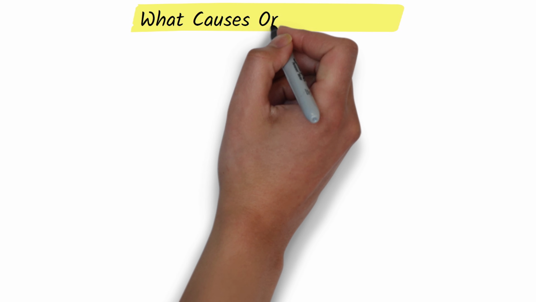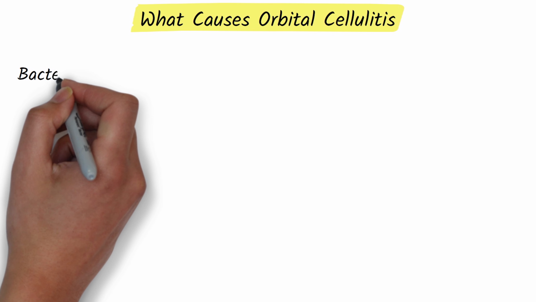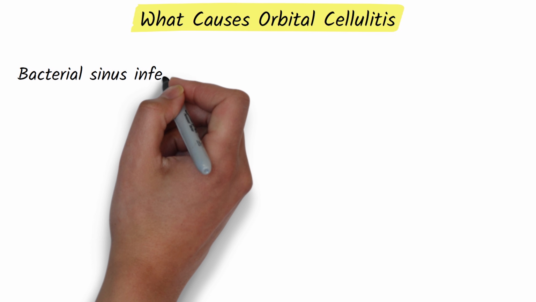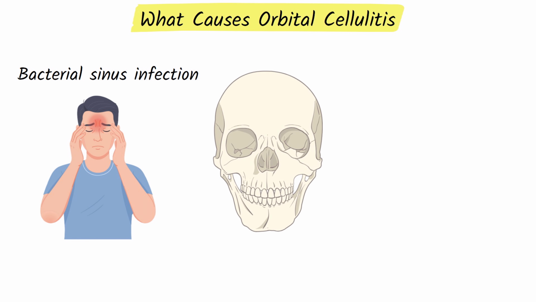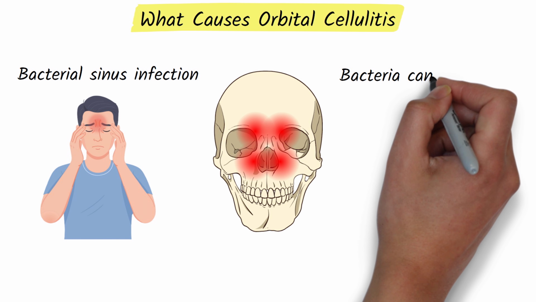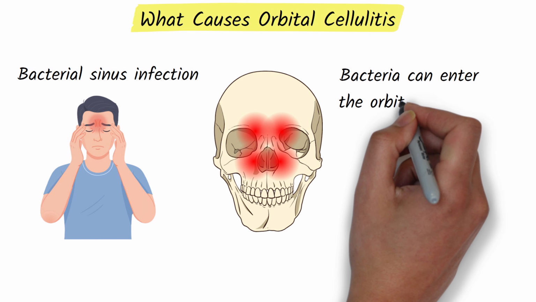The most common cause is a bacterial sinus infection that spreads into the orbit. Your sinuses are hollow spaces in the bones around your nose and eyes, located right next to the orbit. When a sinus infection gets severe, bacteria can break through the thin bone barrier and enter the orbital space.